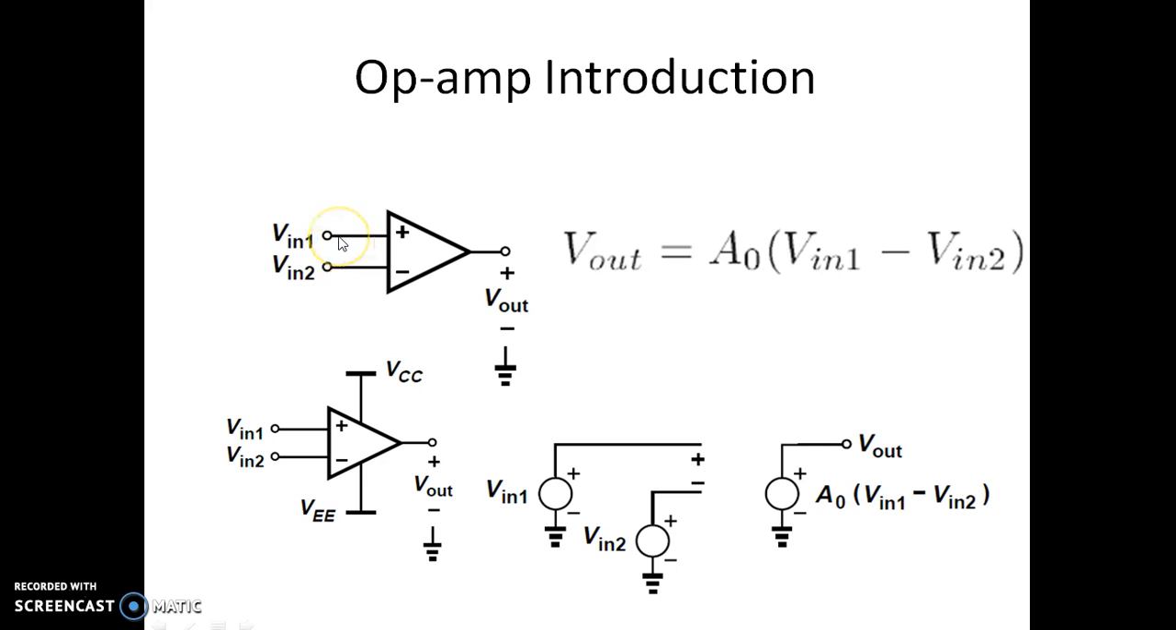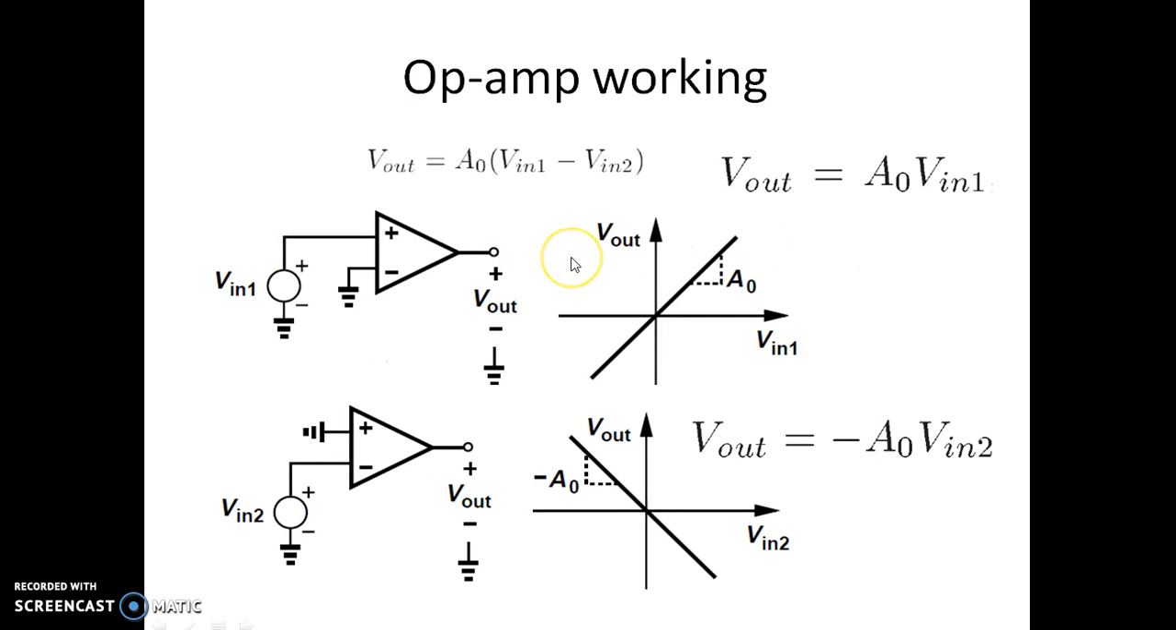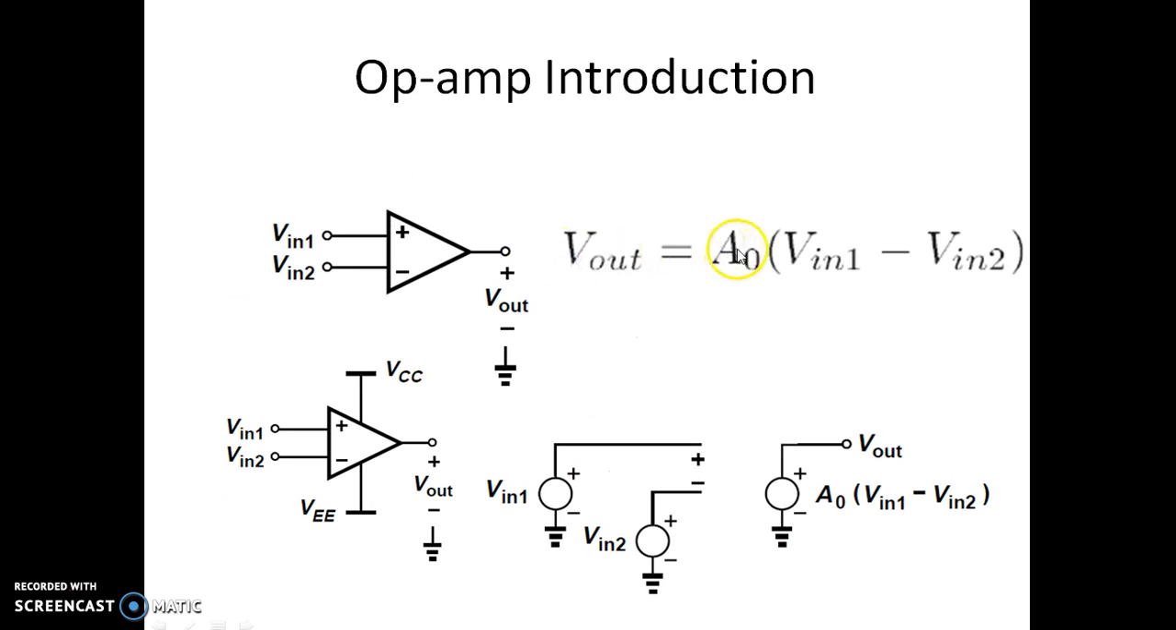So it has got two inputs, V in 1 and V in 2, and there is a single output, V out. So the output expression is given by A0 times the difference of V in 1 minus V in 2. So A0 is the open loop gain of this operational amplifier. So V out, the output voltage, is given by the gain times the difference of the input voltage, that is V in 1 minus V in 2.